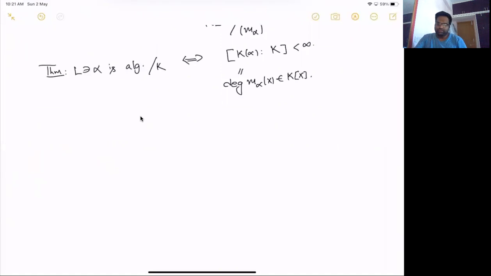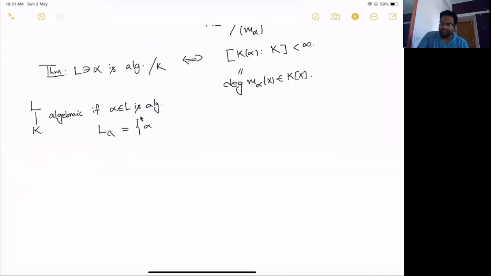So as we had seen, this is an extremely useful theorem. We defined: an extension L over K is said to be algebraic if each alpha in L is algebraic. Given an extension, we consider the set L sub A consisting of all those elements alpha in L such that alpha is algebraic over K. And by using this theorem, we have seen that this is a field extension over K.